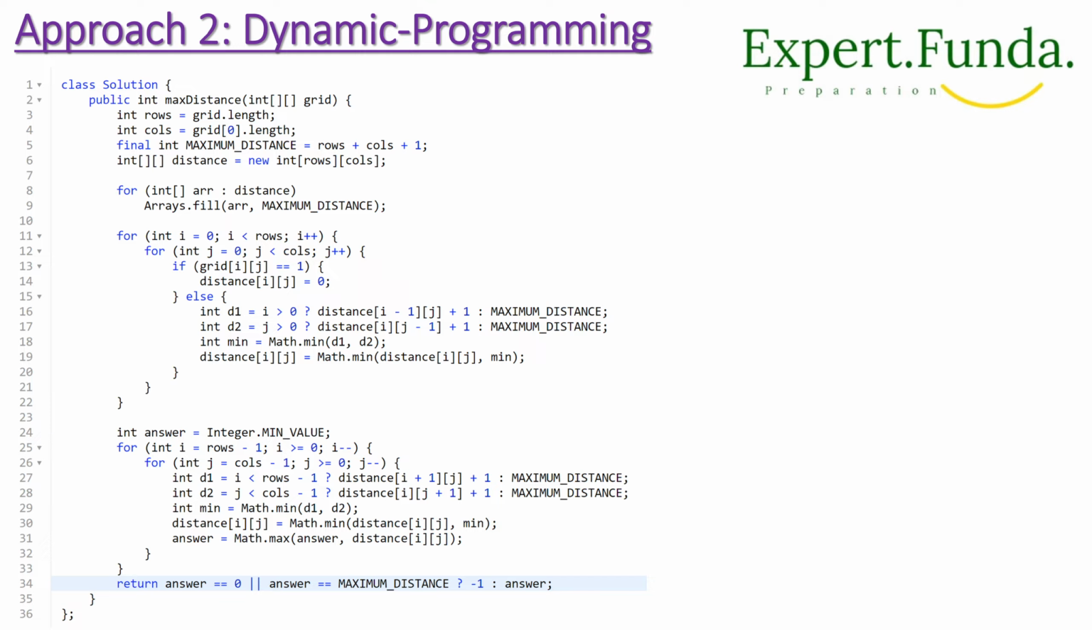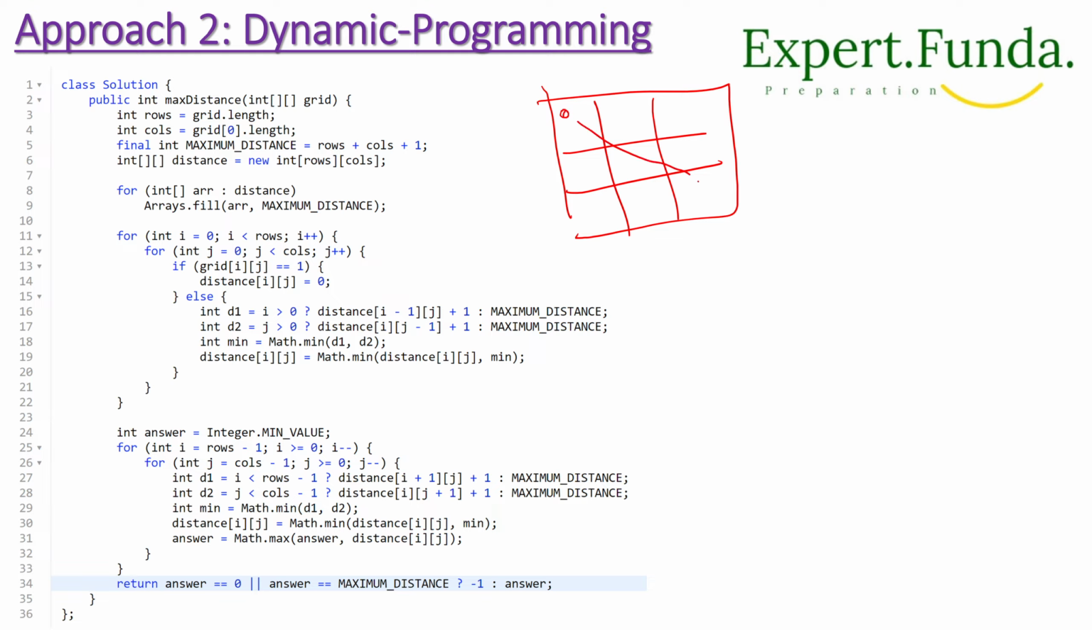So to do that, we have to traverse from top left to bottom right. Let's suppose we have this grid. We have to go from here in this direction, and this is the first pass we'll have. And in the second pass we have to go from here to here. So this is the catch we have.